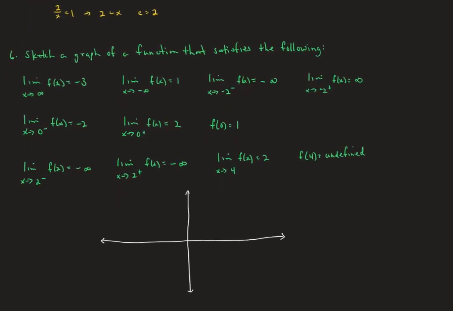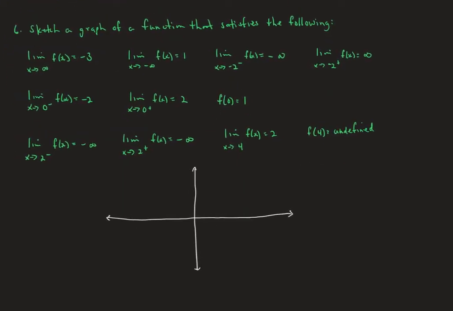Let's see if we can do one of these huge graphs here. We're going to sketch the graph of a function that satisfies the following conditions. I'm going to read these across. I wrote these horizontally. First we have that the limit as x goes to positive infinity is -3. So that means we're going to have a horizontal asymptote to the right at y equals -3. And the limit as x goes to negative infinity is +1. So we're going to have a horizontal asymptote going to the left of y equals 1.